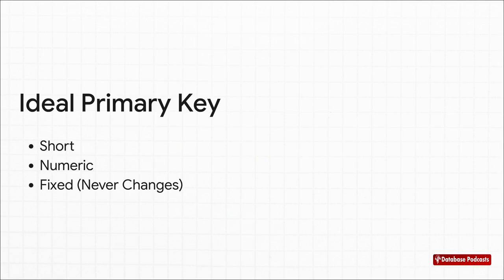An ideal primary key really has 3 main characteristics. It should be short and numeric, because databases are just ridiculously fast and efficient at indexing and searching numbers. But the big one, the most important one, is that it has to be fixed. It should never, ever change. Why? Because if a primary key changes, you could break every single relationship connected to that record. That is a recipe for disaster.